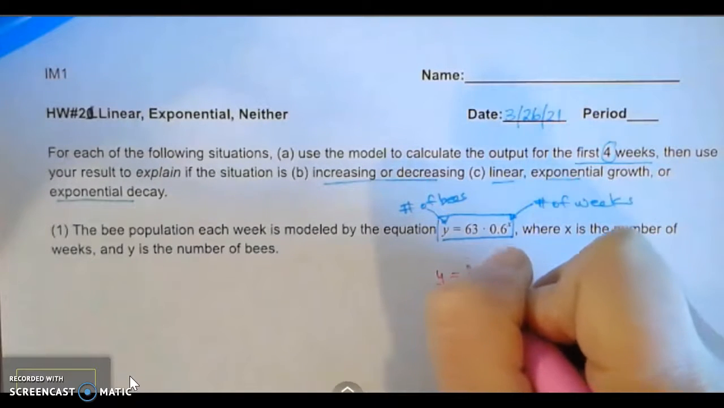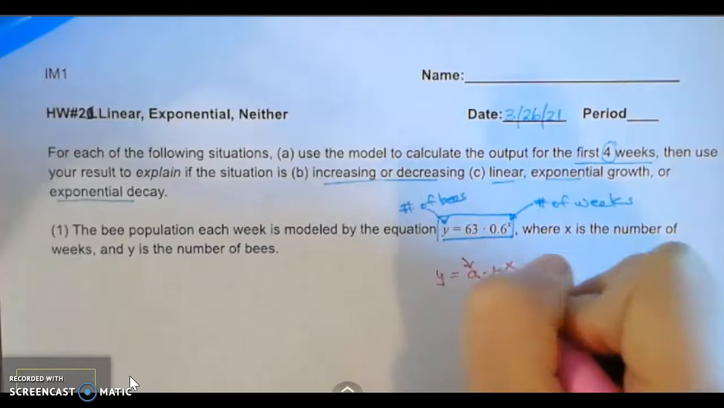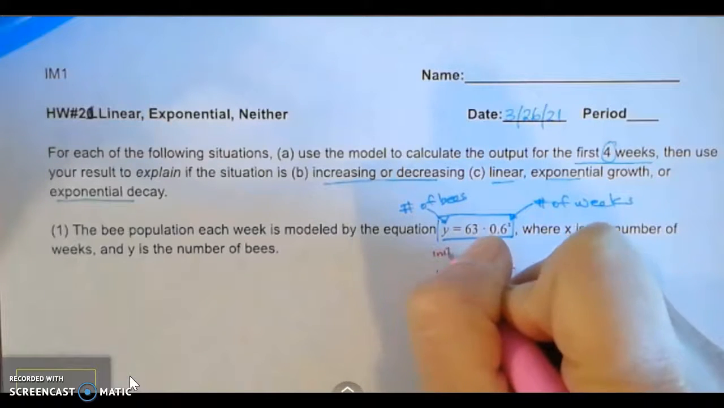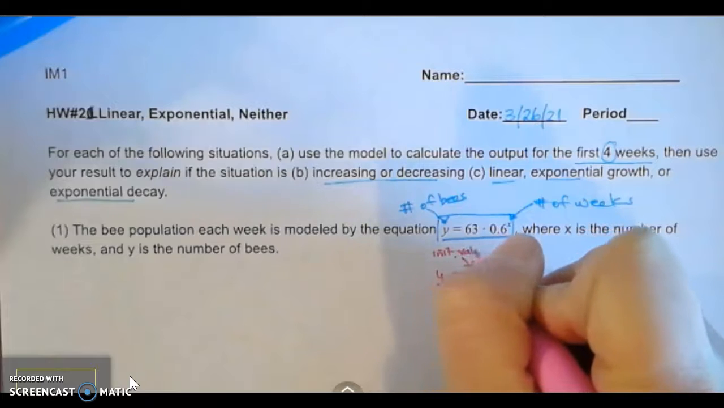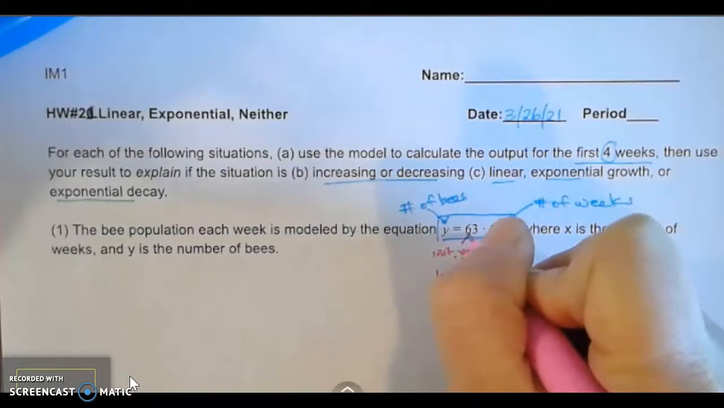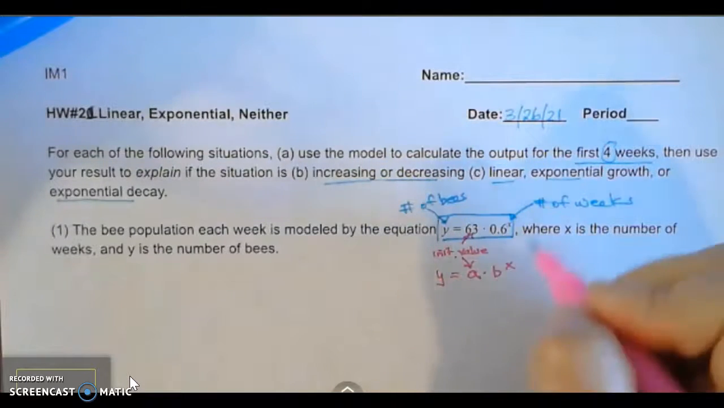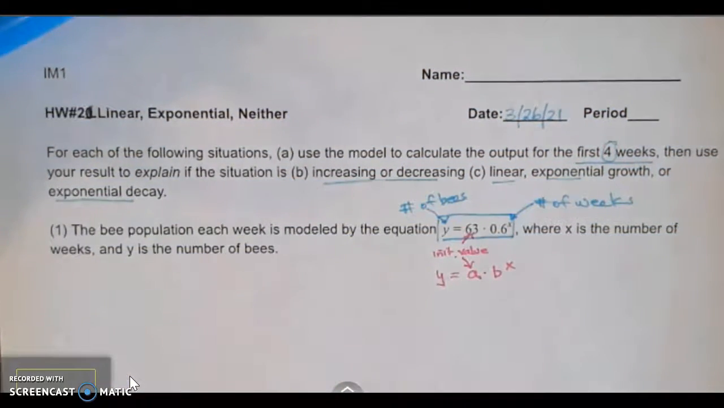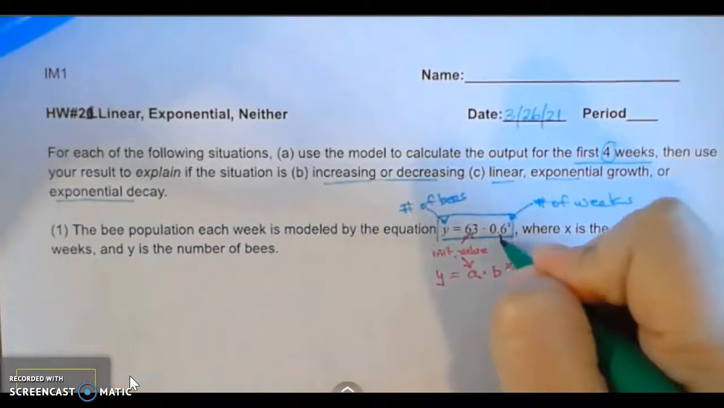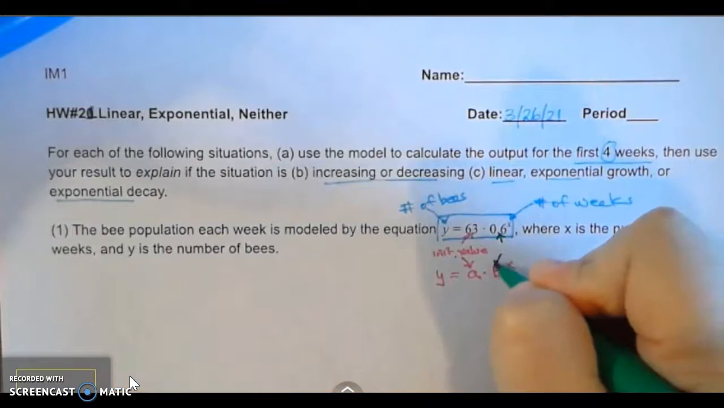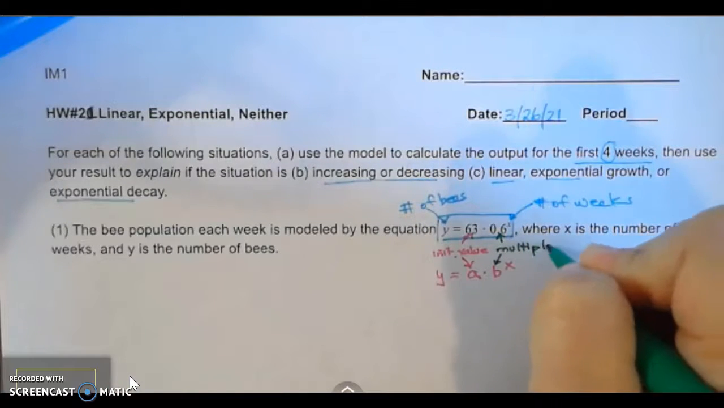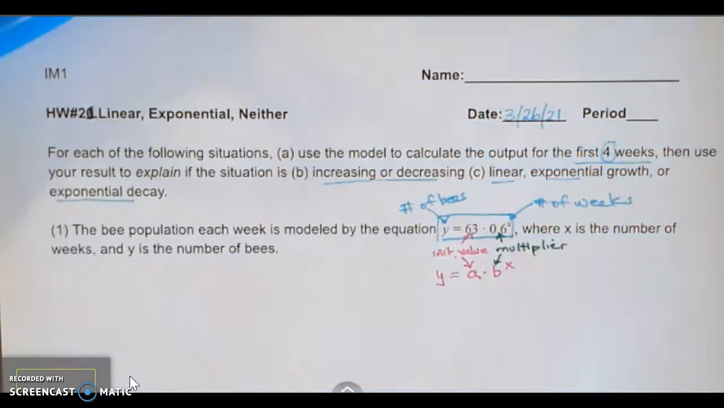And we know that this a, the number that does not have the variable x, is the initial value or starting value. And so that means 63 is the starting value. And what is b? b is 0.6. And what do we call that? We call that the multiplier. That's the number that we're multiplying over and over and over again.